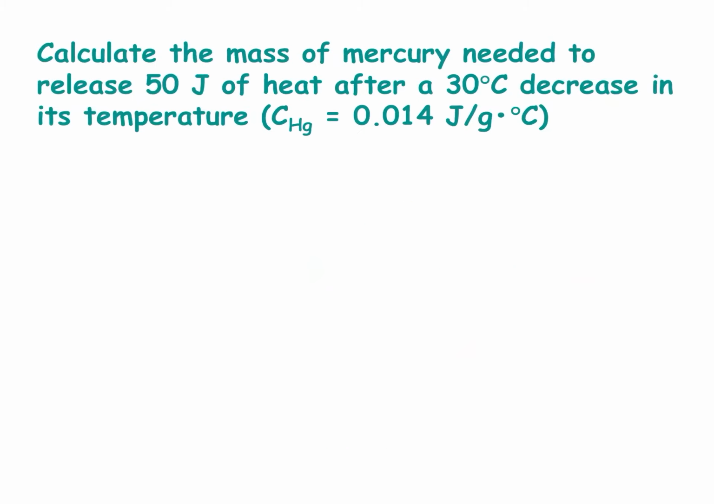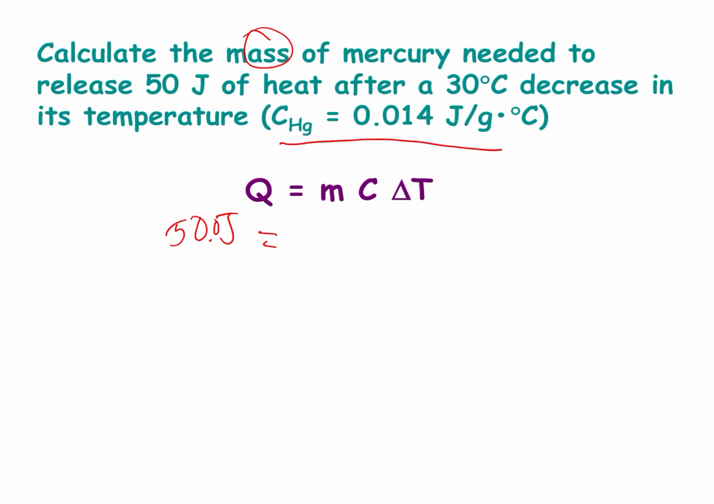Calculate the mass of mercury needed to release 50 joules of heat after a 30-degree decrease in temperature. Notice that mercury's specific heat was provided since it's not something that I know. If it was water, remember table B. So I'm looking for mass. So here's my Q. Mass is what we're looking for. There's that. And all right, we know our degrees.